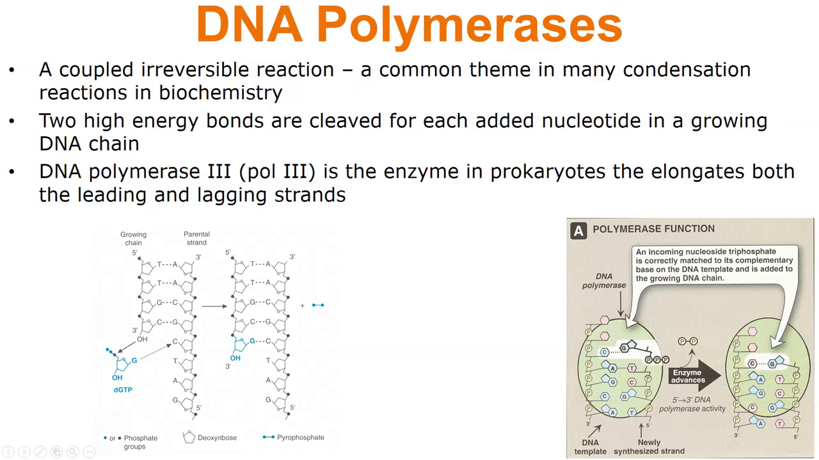Now, the enzyme that actually does the bulk of the work in prokaryotes, once again, we're still talking about prokaryotes here, is DNA polymerase III. DNA polymerase III in prokaryotes is the workhorse. Okay, it's going to do the bulk of the synthesis of the DNA. It extends both the leading and the lagging strands. Once the primase lays down the primer, DNA polymerase III is going to come and copy the rest of the DNA. Okay, but we're not done yet.